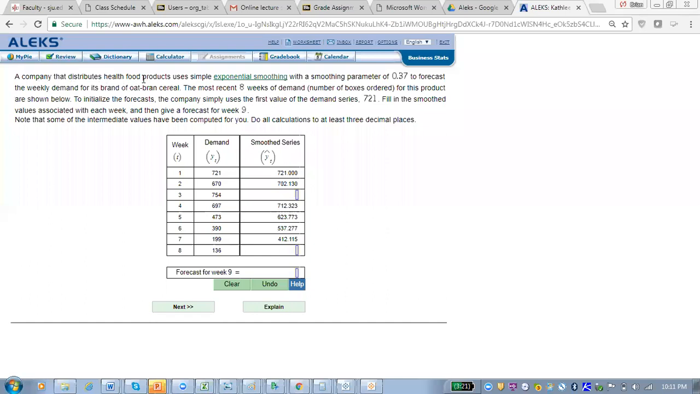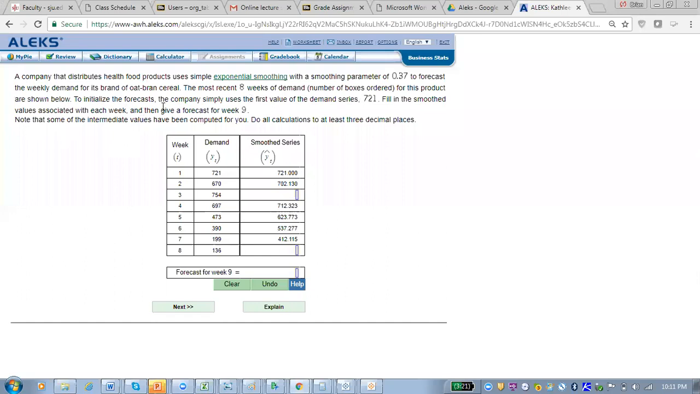A company that distributes health food products uses simple exponential smoothing, and they have a smoothing parameter of 0.37 to forecast the weekly demand for its brand of oat bran cereal. The most recent 8 weeks of demand are here for the product. To initialize the forecast, they use the first week to make the prediction for the second week, which is typical.